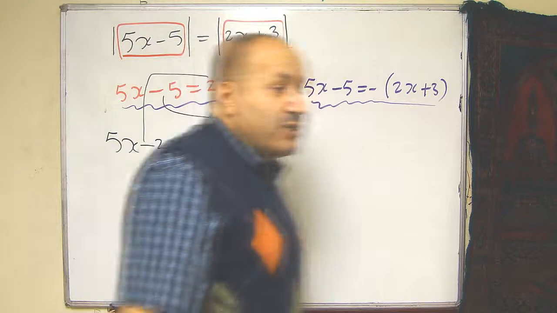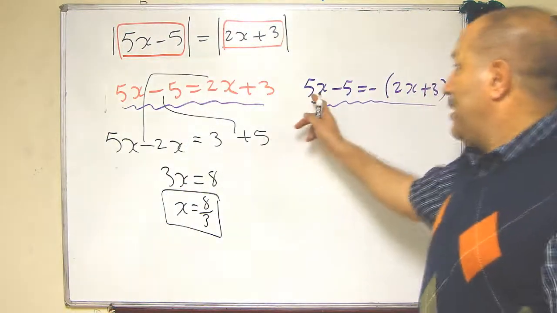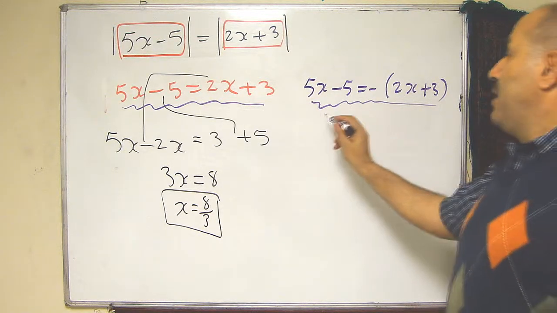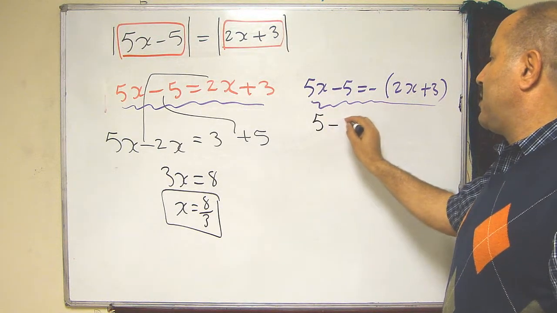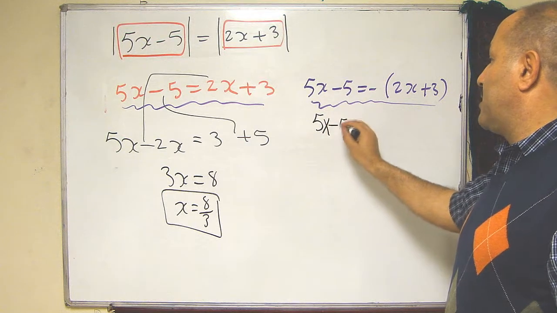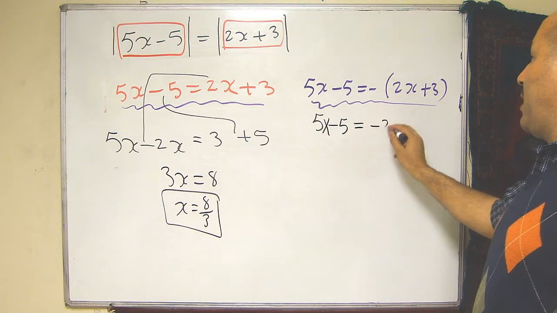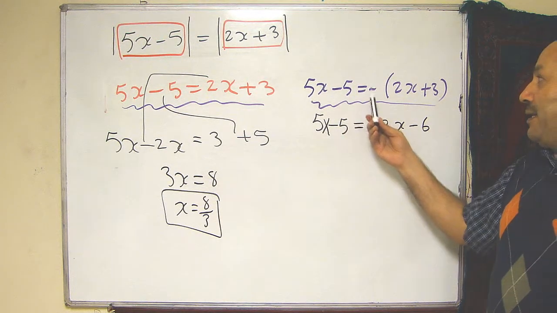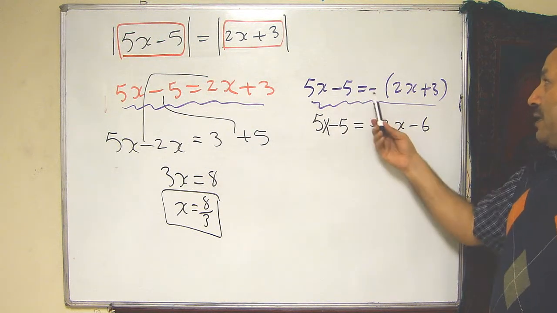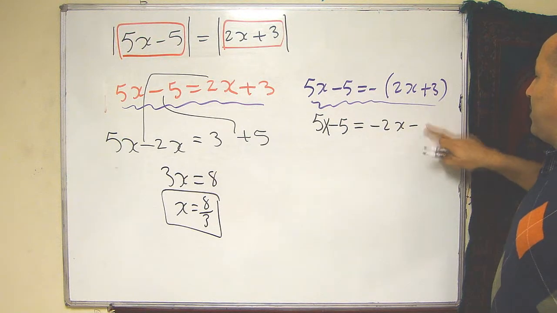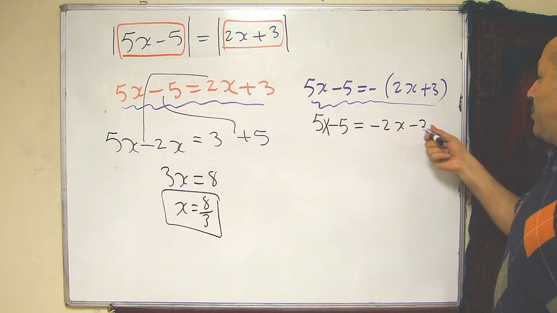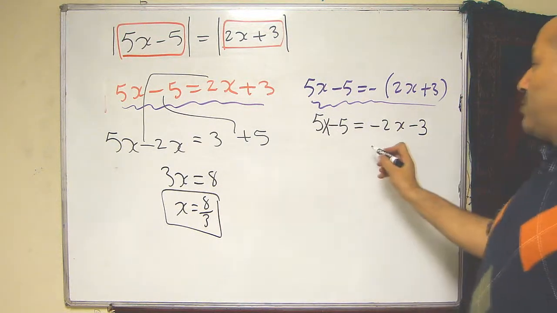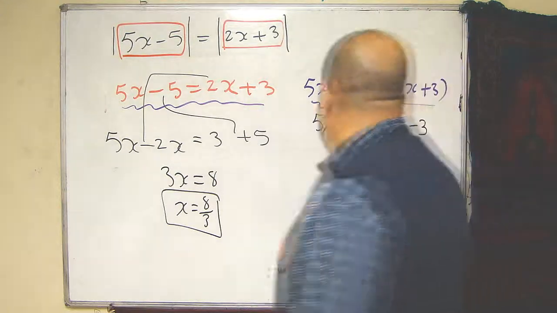The other solution, as we said earlier, is when the insides have different signs. One is positive and the other is negative. I will have to simplify first: 5x minus 5 equals minus 2x minus 3. I'm multiplying the minus by 2x to be minus 2x, and minus times the 3 to be minus 3. Again, I will have to simplify to have the unknowns on one side, and this is what we will get.